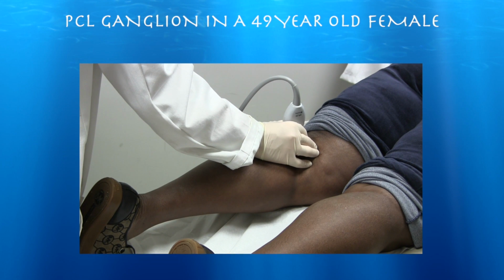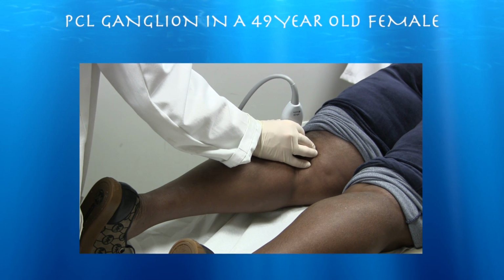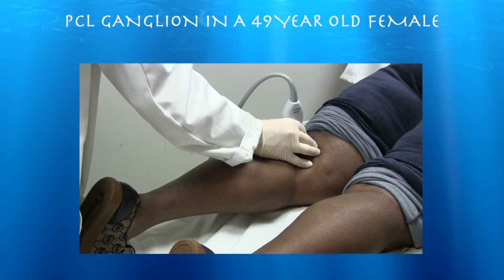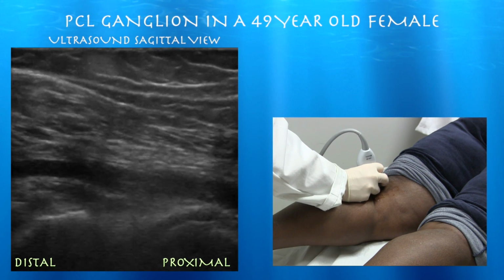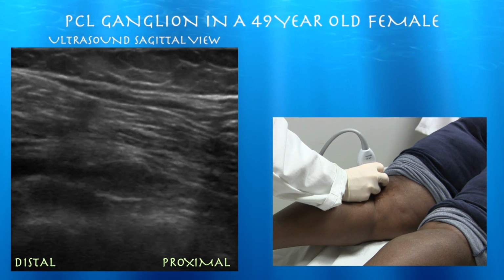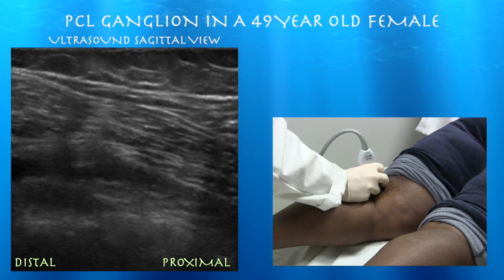So here's a sagittal view on the back of the knee. Right side of the screen is proximal, left side is distal. Here's our first clip. We can see a subtle ganglion cyst, just inferior and posterior to the PCL.